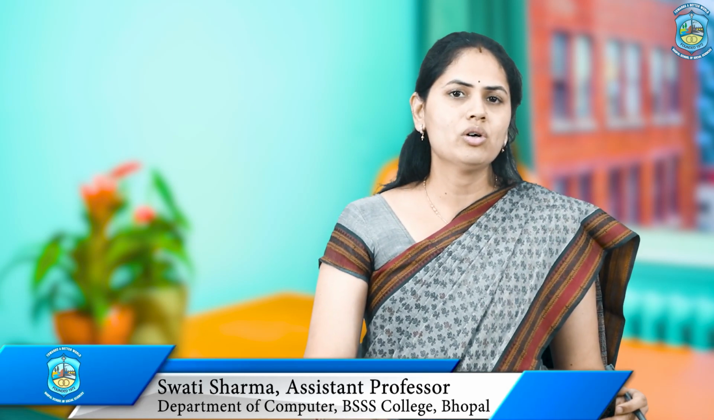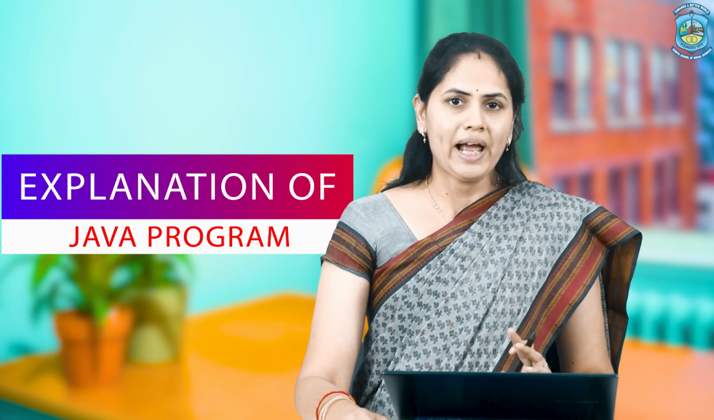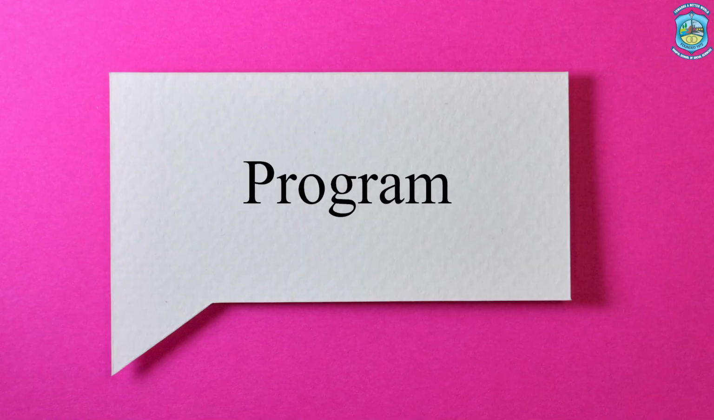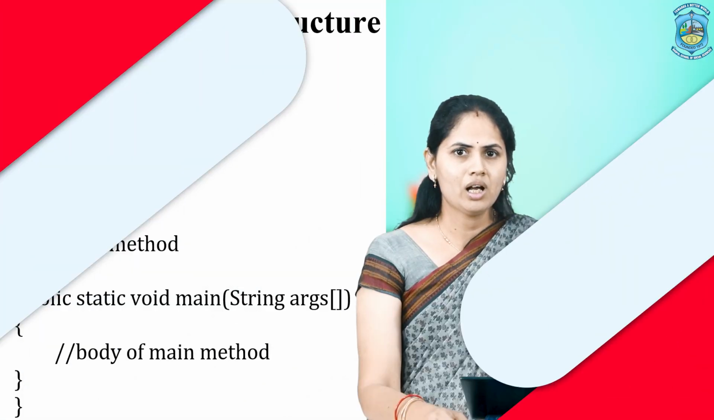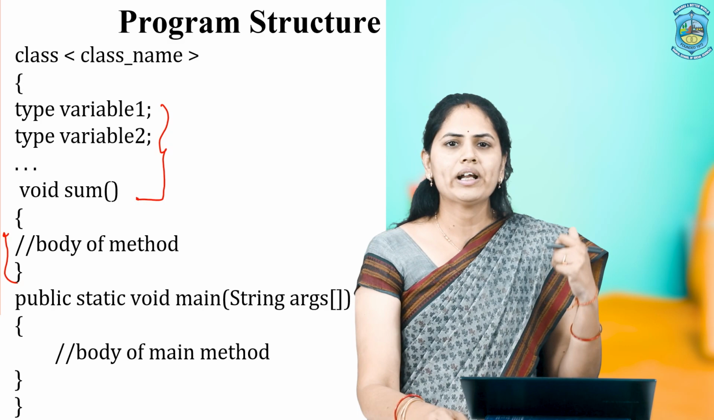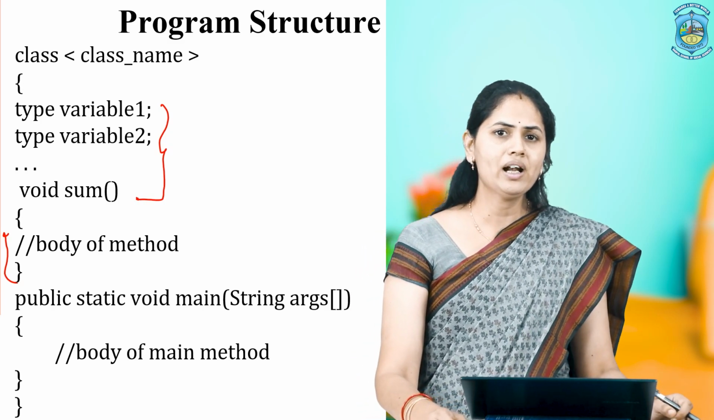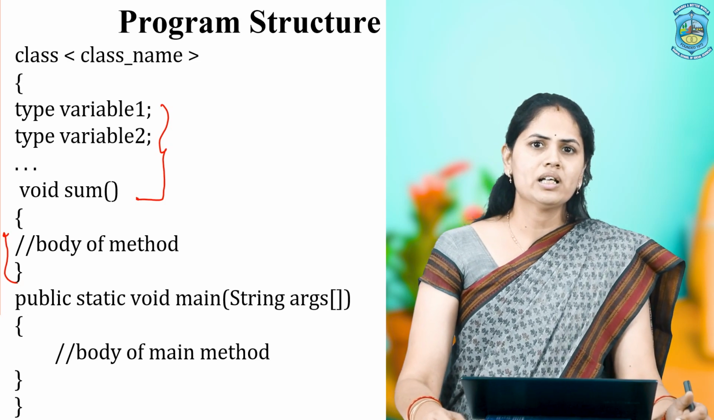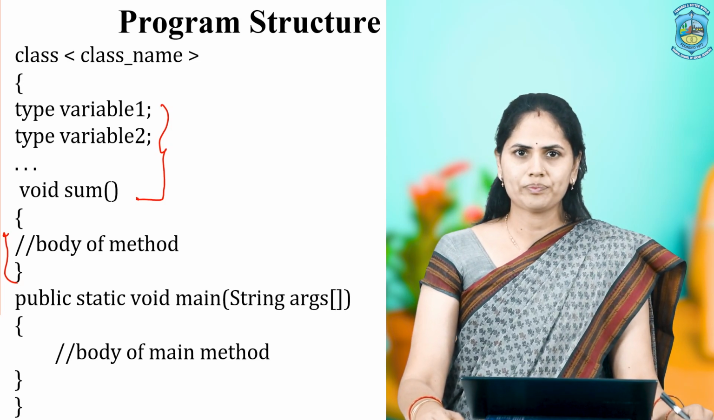So in this video, we will see the explanation of a Java program. At first, we will see the general structure of a Java program, and then I will explain each term using the same program which we discussed in the previous class. The general structure, or program structure, of a Java program is where a class contains different variables as well as functions.